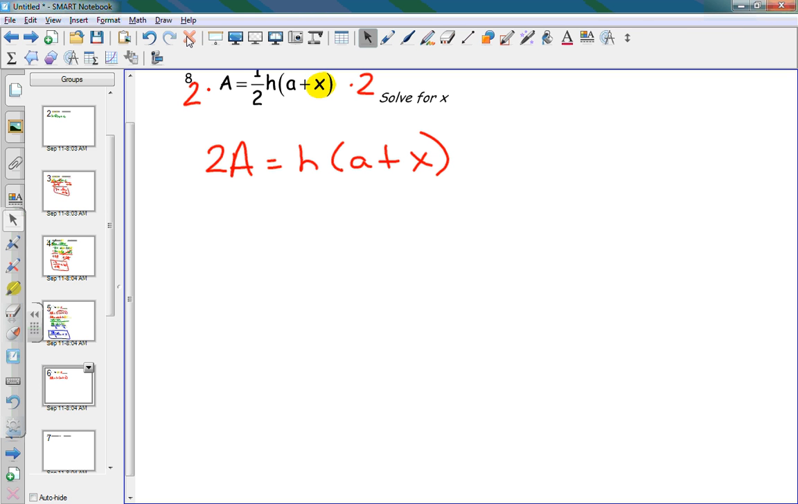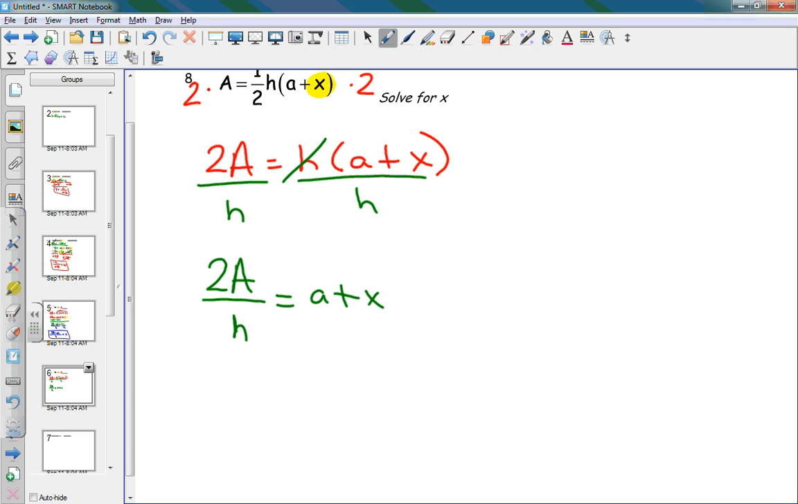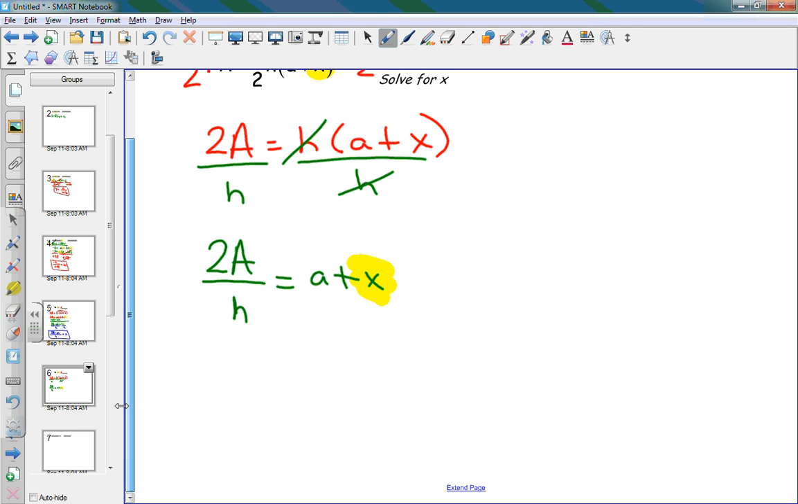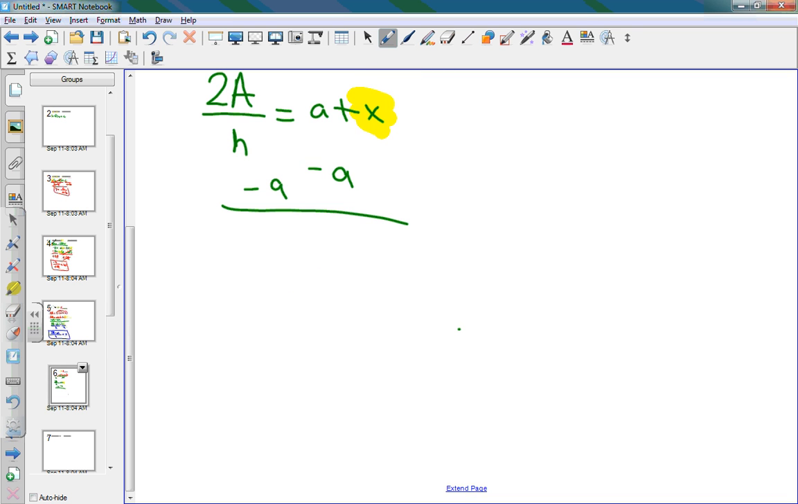So if that's the case, if I divide both sides by H, I have 2 capital A over little h is equal to A plus X. Does everyone see that? Now what am I solving for? X. So how do I get rid of the A? I need to subtract the A from both sides. So that's 2 capital A over H minus little a is equal to X.